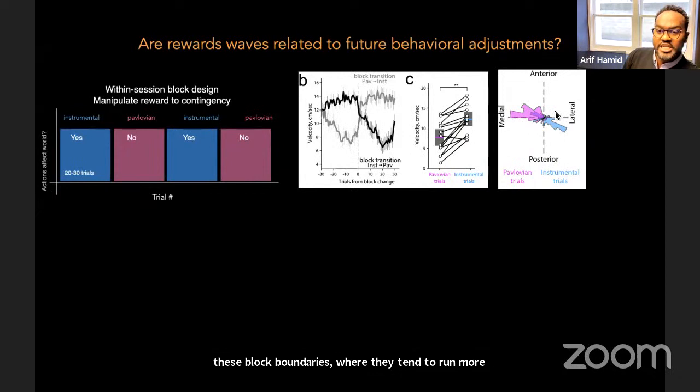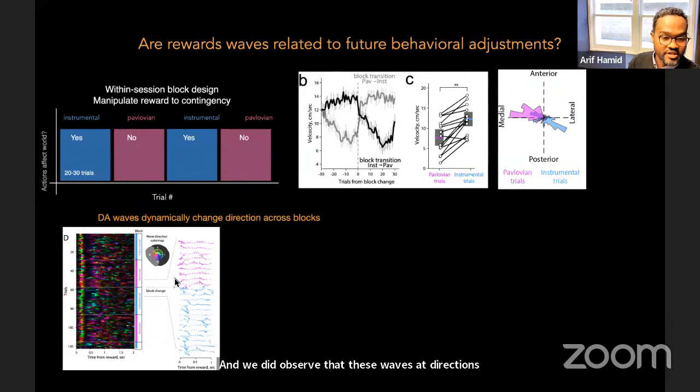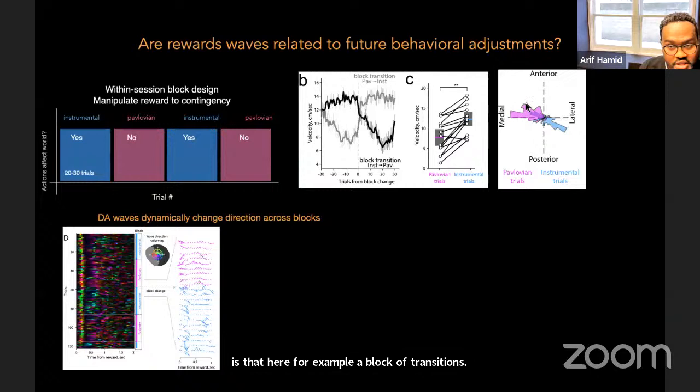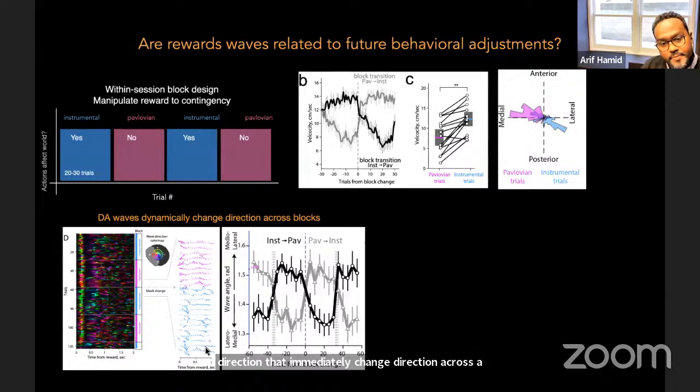And we did observe that these wave directions are opponent in nature. What was actually very interesting is that here, for example, at block transitions, these waves that were initially more in the medial direction immediately changed direction across block transitions. And here is a quantitative summary of this across several animals, suggesting these waves are indeed able to dynamically change as a function of task demands.